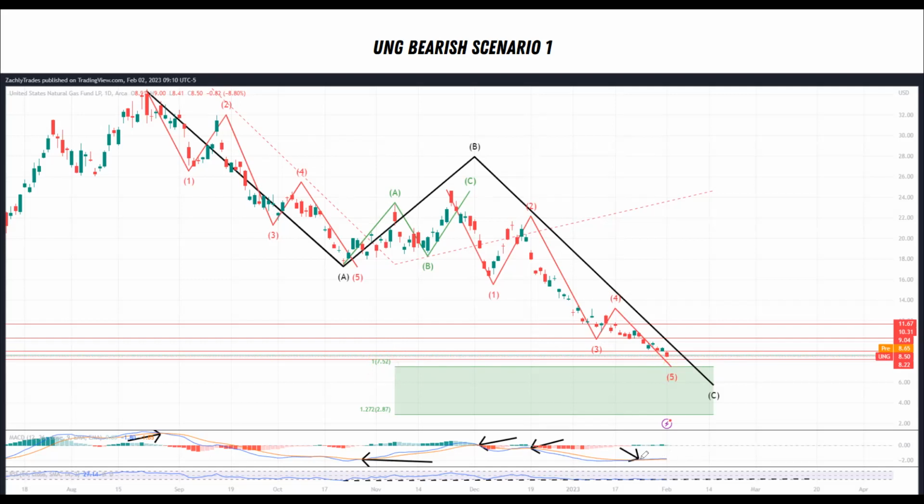Hopefully we could get some clarity off of the MACD and maybe the RSI, but that's definitely what I'm paying attention to and looking at right now.